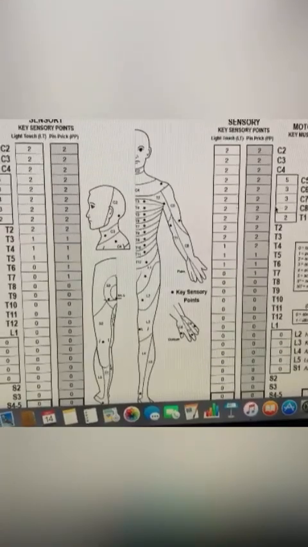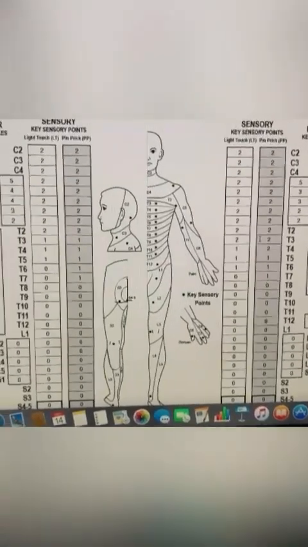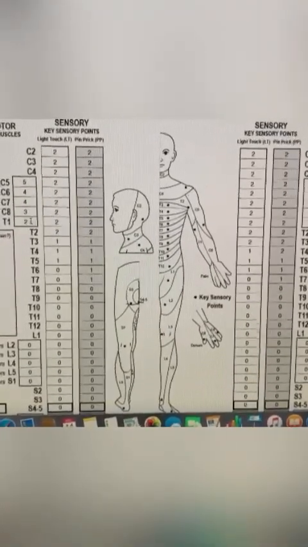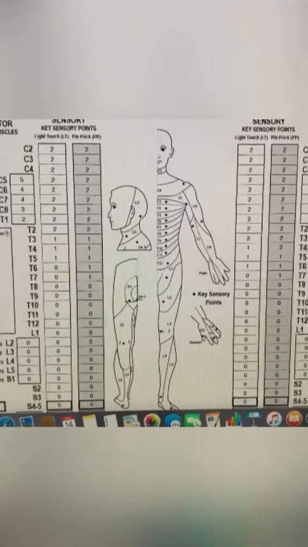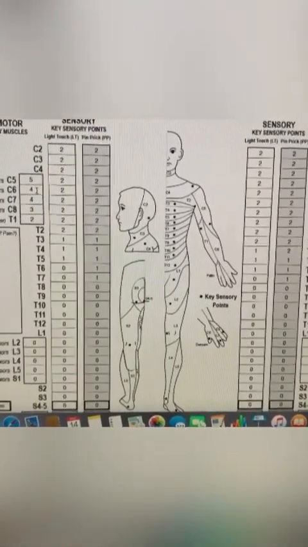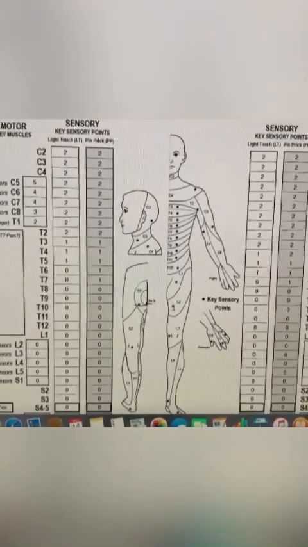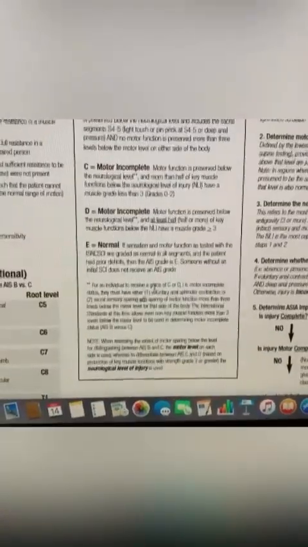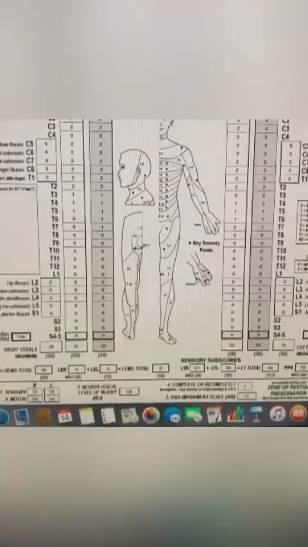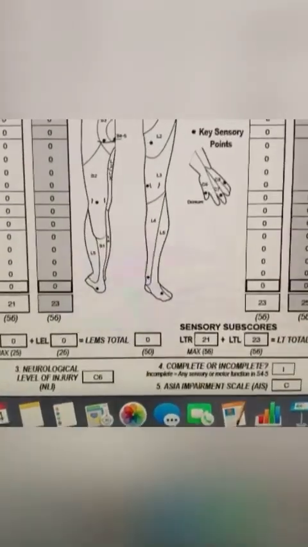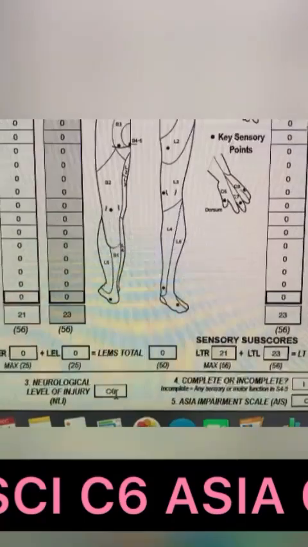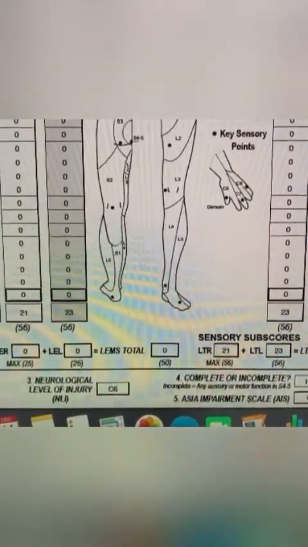So this makes it ASIA C, because more than half of the muscles below the level of the injury are a grade less than 3. Okay, so here you can see it. I'm gonna zoom out. So you see level of the injury, C6, ASIA C, and incomplete.